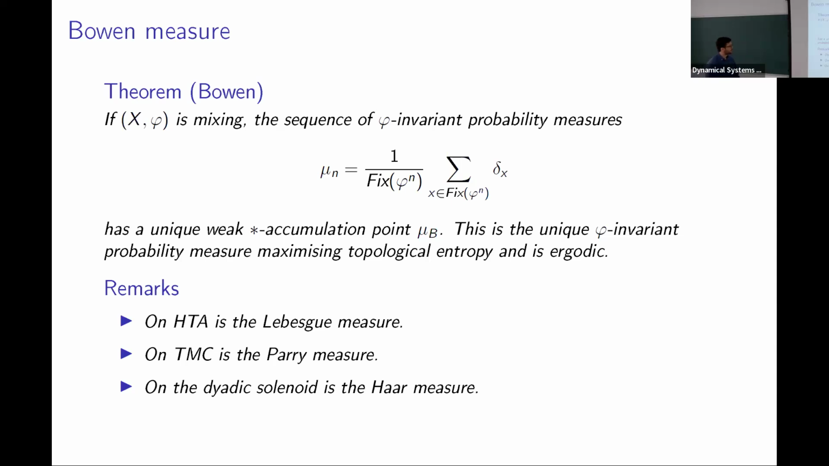Now, this measure is invariant under the dynamics, of course. It's a probability measure, of course. What is not obvious and requires proof is that it maximizes the topological entropy, whenever you assume some recurrence.